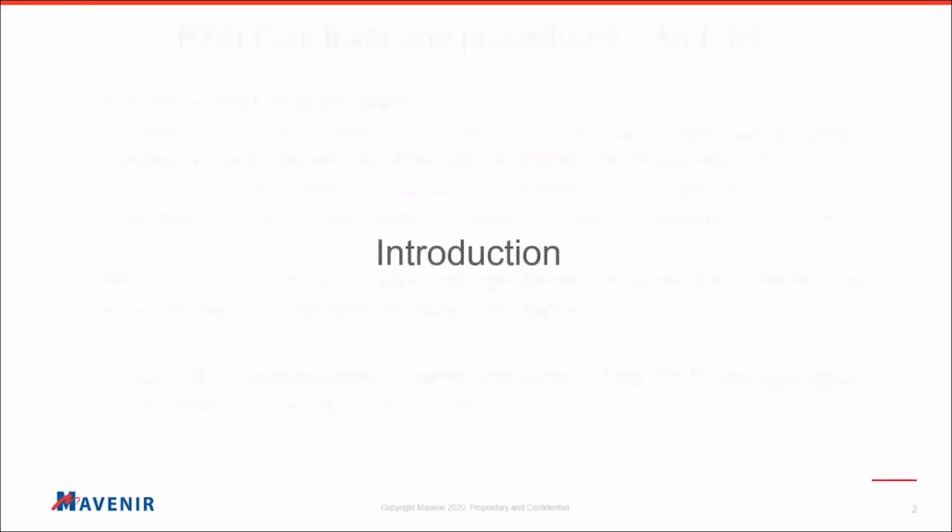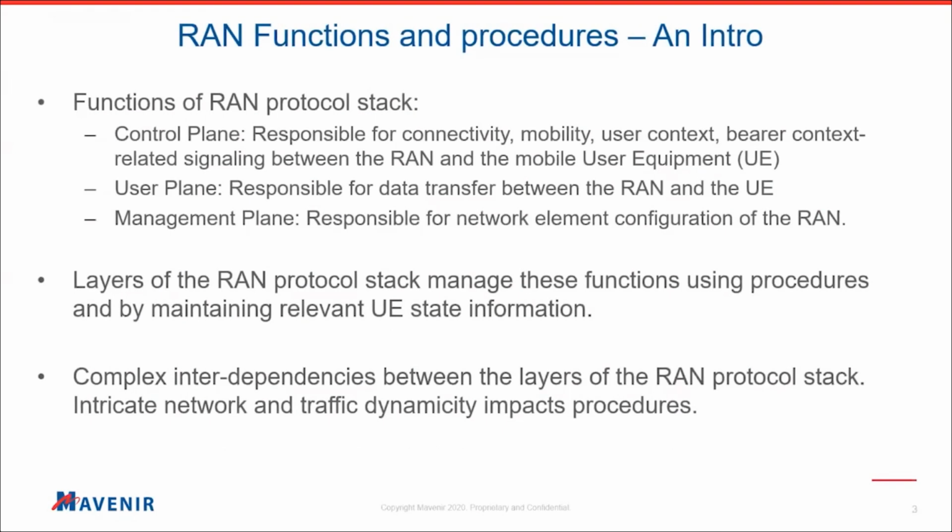So a quick introduction. I want to get started with the functions of the RAN protocol stack. There are three kinds of functions in the RAN protocol stack. One is the control plane, which deals with connectivity, mobility, user context, and bearer context for traffic flows, and signaling operations related to all of these between the radio access network and the user equipment. So that's the control plane.